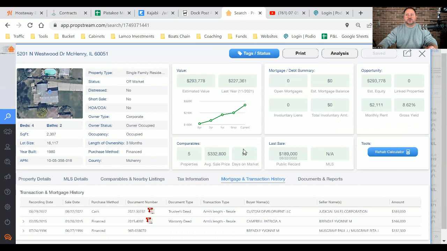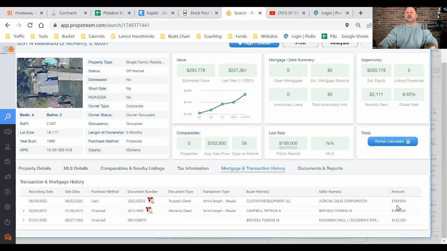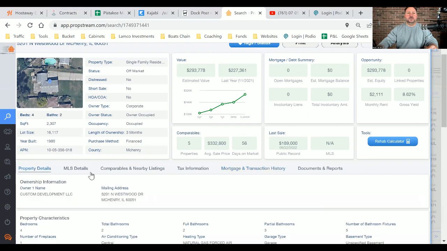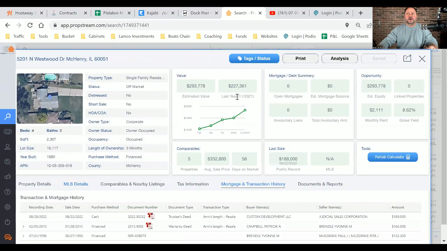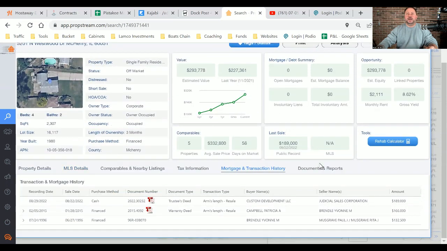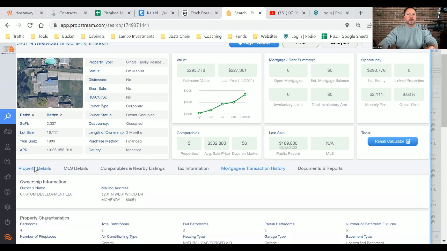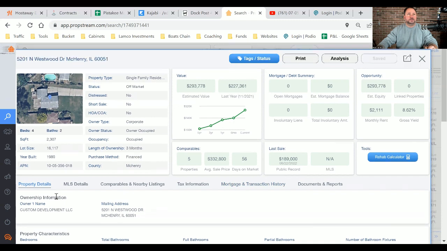Now, what is the mortgage on this thing? It is 189. So they're at 295 and 189. They've got some equity there. They could have sold it or dropped the price. So this was an interesting one. This is definitely one I would target, right? Custom Development LLC owns it.